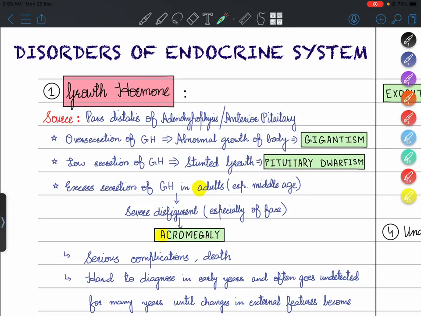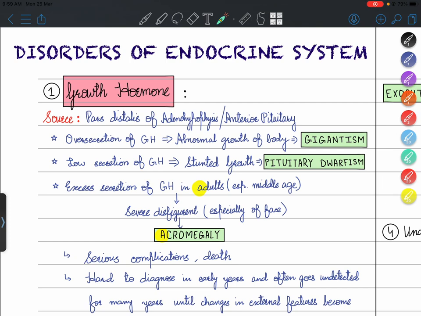Hello everyone. Today we are going to discuss the disorders of the endocrine system. The first hormone is growth hormone. It's produced from the cells of the anterior pituitary, also known as adenohypophysis. If there is oversecretion of growth hormone, it results in abnormal growth of the body, known as gigantism.